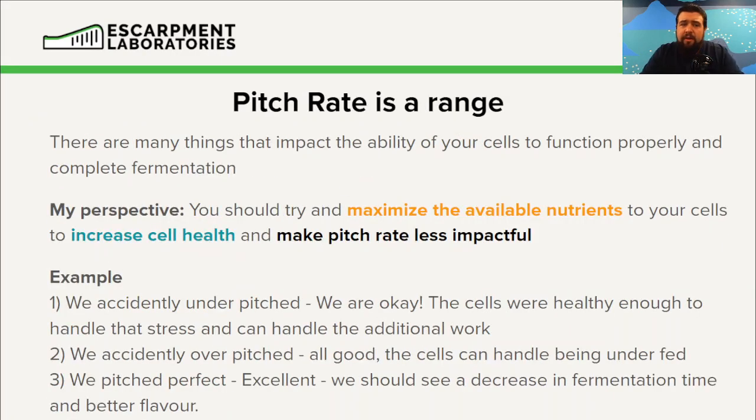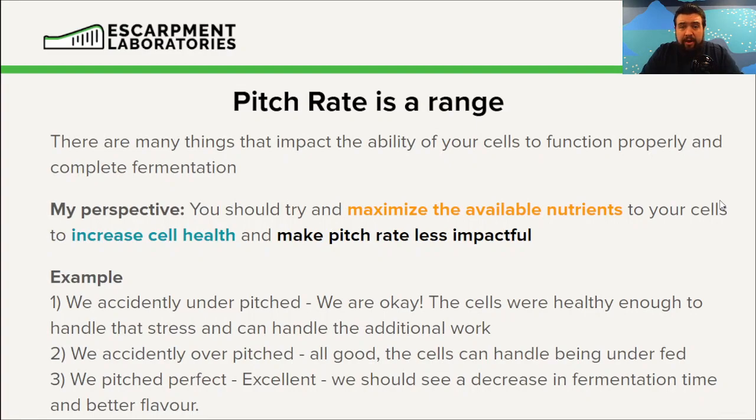And I can't stress this enough. Pitch rate is a range. You should try to maximize the nutrients available to your yeast cells, increase their cell health, and make the impact pitch rate has on your brew less impactful. That's my opinion. That's my perspective on this. A lot of breweries try to focus heavily on pitch rate and hit a certain number. I want to hit 1.1 million cells per mil per degree Plato. I think you should focus on improving your cell health first.